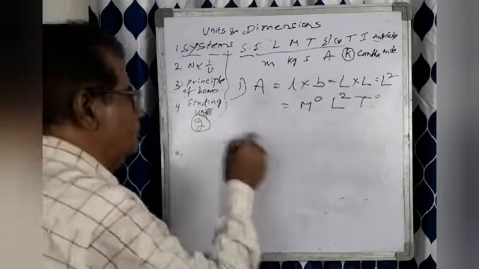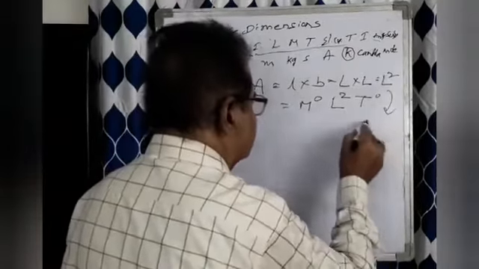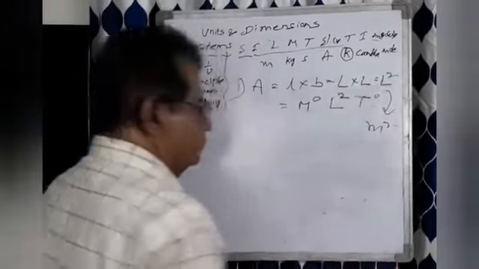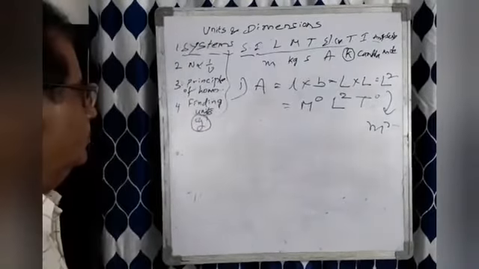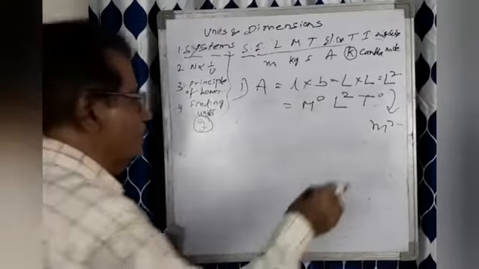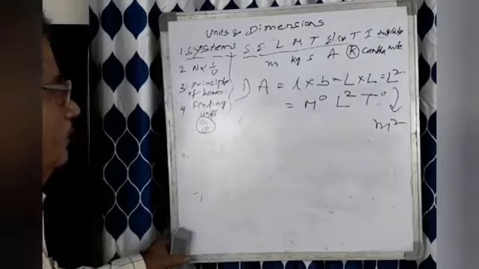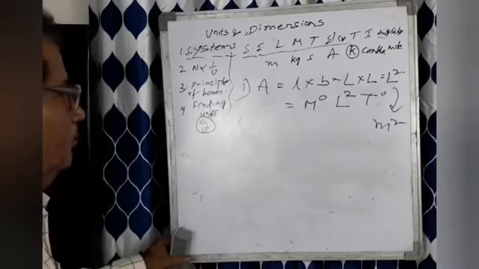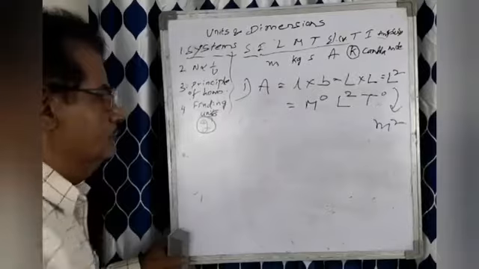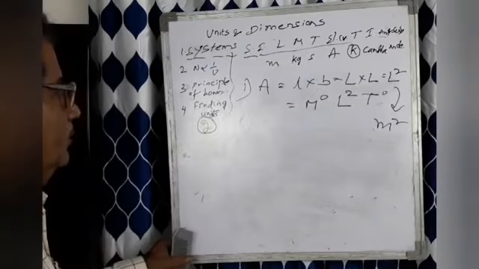Now what is the unit of area? L square. L square means meter square. Dimensions are useful to know the units of physical quantities. So you got the unit here like this, if you know the dimensional formula, right from its definition. So you get the unit of that area.